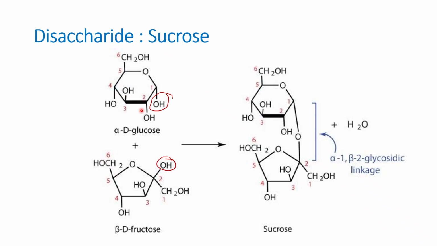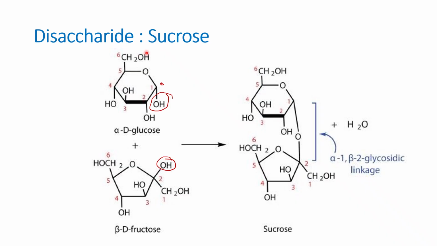Then condensation has happened, water is removed, and this forms a glycosidic linkage because this is the anomeric carbon. So this 2 carbon is the anomeric carbon of fructose, and the 1 carbon is the anomeric carbon of glucose. What we see in the case of sucrose is that the OH groups, or hemiacetal groups, present in both the carbohydrates are interacted upon, water is removed, and they form an acetal. This linkage is called a 1 alpha, 2 beta glycosidic linkage.